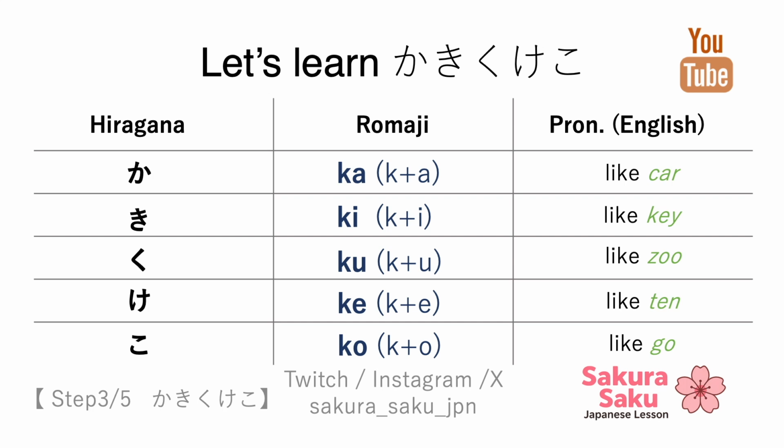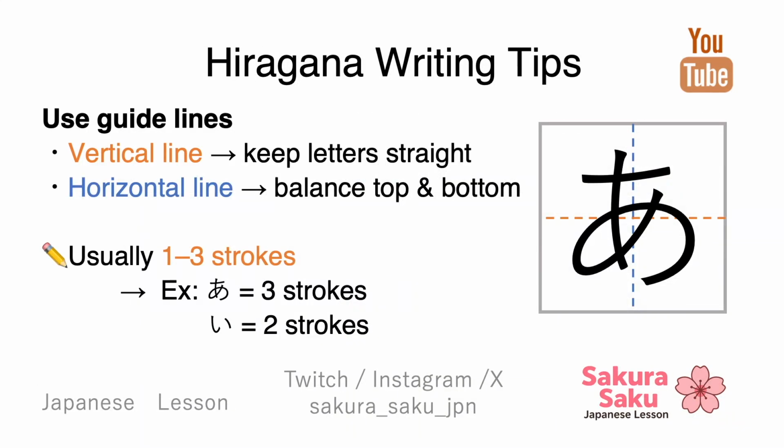Thank you. So before we write kakikukeko, let's check some quick tips about hiragana. When we practice writing hiragana, we use the cross lines on a paper to keep the balance. The vertical line helps us keep the letters straight, and the horizontal line helps balance the top and bottom. Most hiragana letters are 1 to 3 strokes, so they are easy to draw. For example, a is 3 strokes. I is 2 strokes. Keep these in mind while we practice.